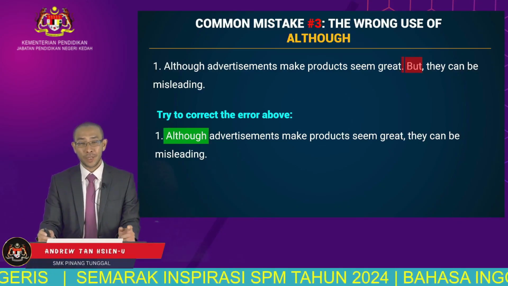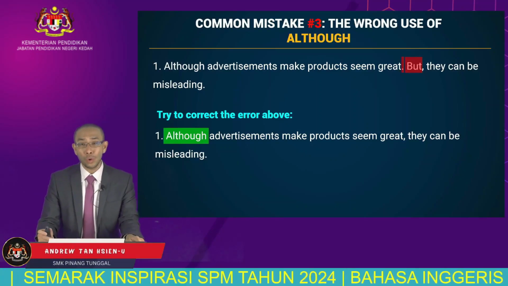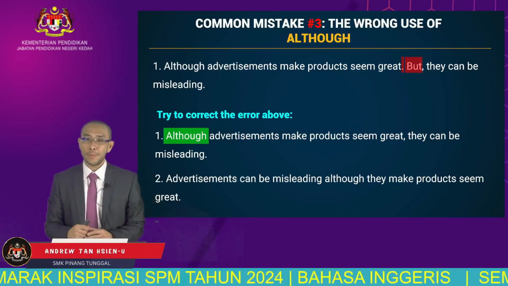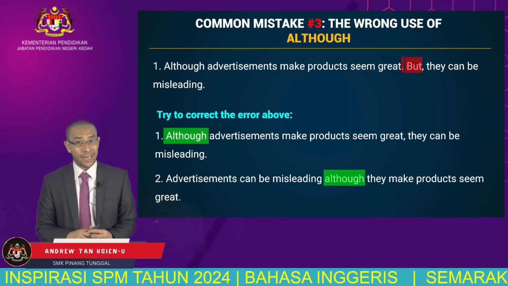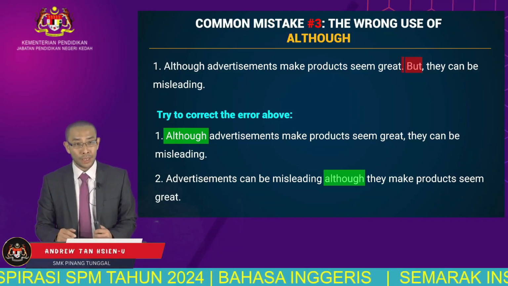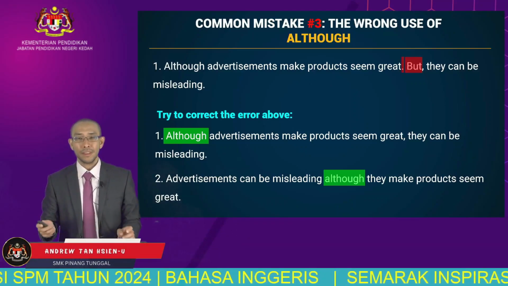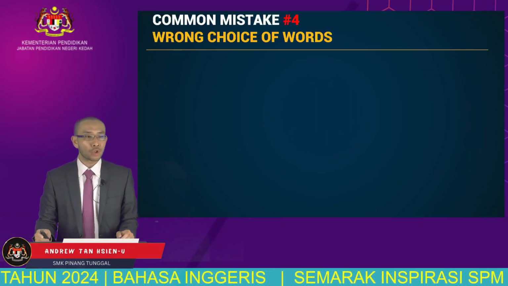Okay? So here, although is used at the beginning of a sentence. Now, I can also use although in the middle of the sentence and write it like this. Advertisements can be misleading, although they make products seem great. Again, if I use although in the middle, do I need to use any commas? No. Right? Let's take a look at common mistake number 4, the wrong choice of words.